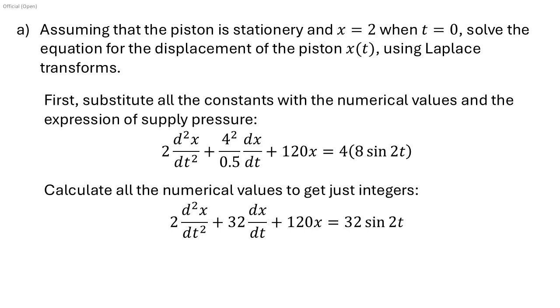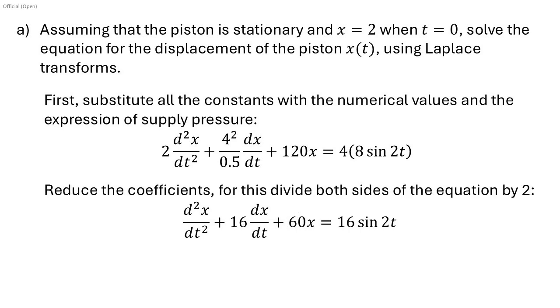Now, calculate all the numerical values to get just integers. If the coefficients do not reduce to whole numbers, keep them as fractions and not as decimals. Now, reduce the coefficients further. In this case, divide both sides of the equation by 2.